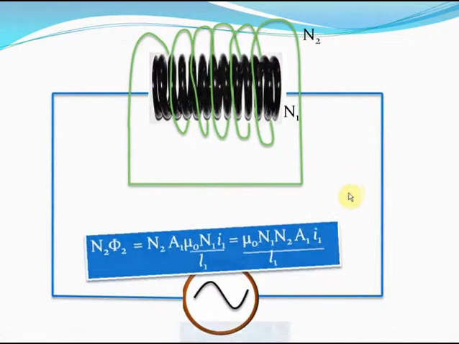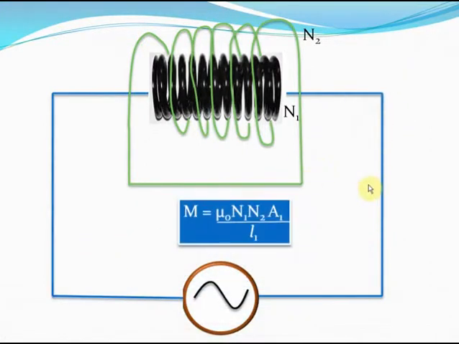This term here, mu naught N1 N2 A1 by L1, is called the mutual induction of a system of coils. Understood? So this is again a very, very important expression, and you have to remember it. The formula for mutual induction.